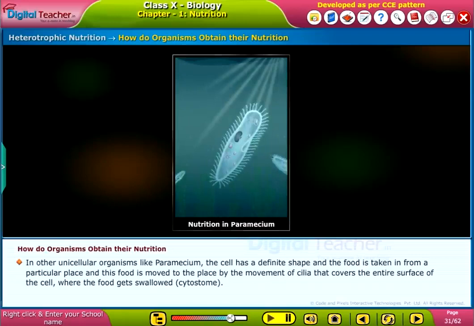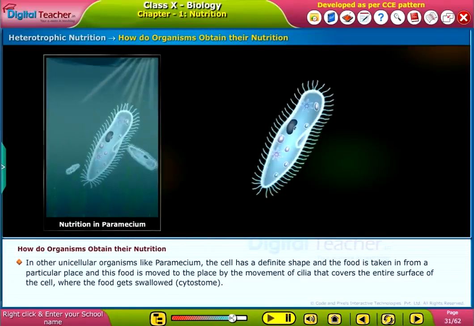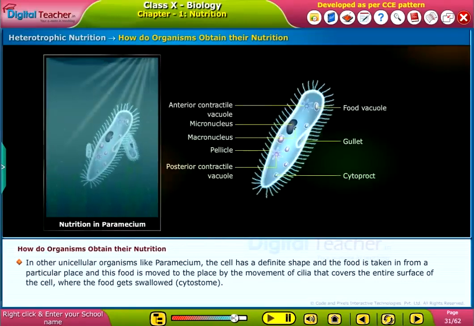In other unicellular organisms like Paramecium, the cell has a definite shape and the food is taken in from a particular place. This food is moved to that place by the movement of cilia that cover the entire surface of the cell, where the food gets swallowed.